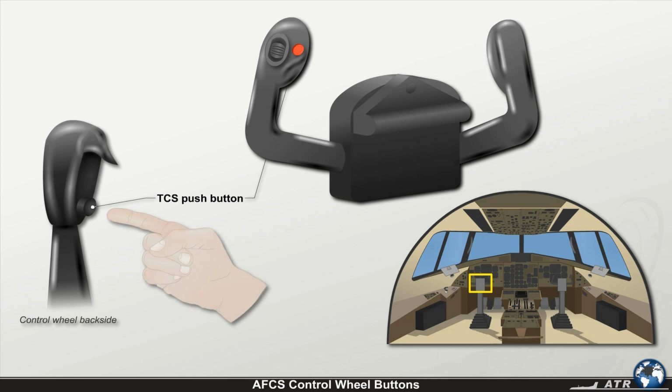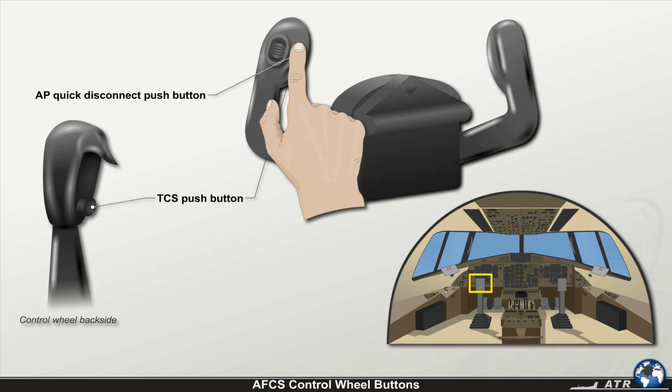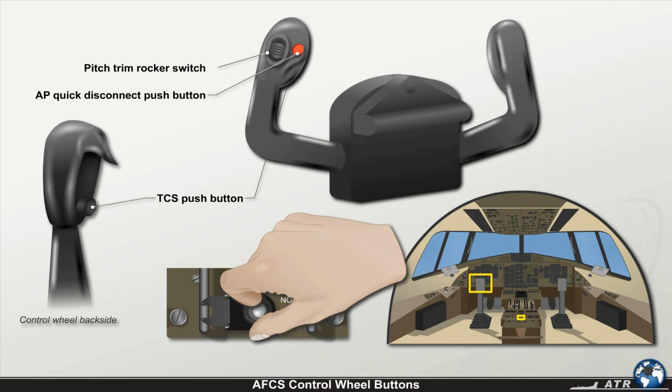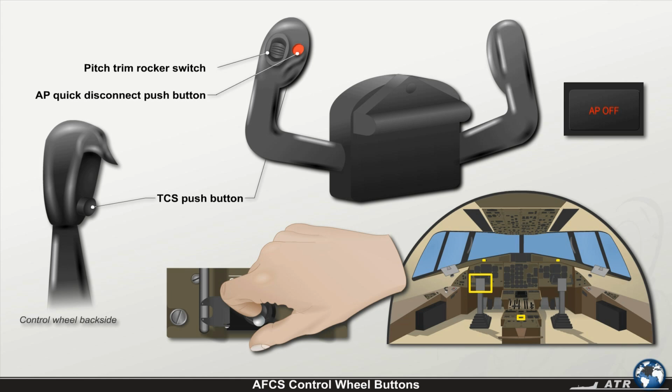The touch control steering push button, when depressed and as long as it is kept depressed, allows the pilots to manually control the aircraft with the autopilot engaged. When the autopilot quick disconnect push button is pressed, it will disconnect the autopilot. When pressed again, it will clear the autopilot off alert indication and the respective ARL alert. If the normal pitch trim rocker switch or the standby pitch trim switch is actuated, it will disengage the autopilot.